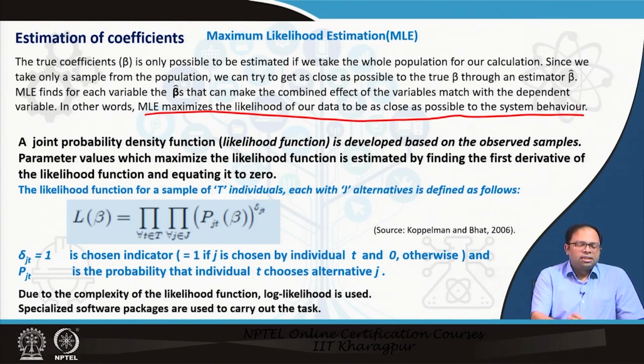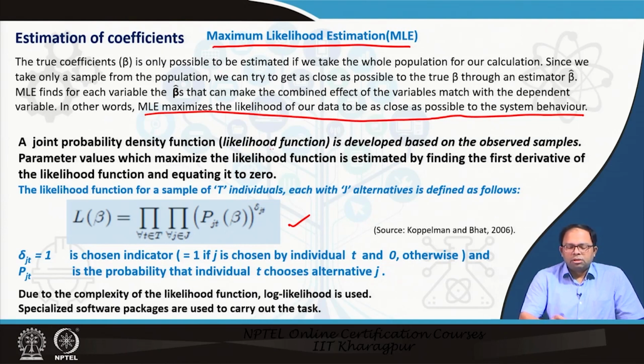We have already discussed that we estimate the coefficient using the maximum likelihood estimation method. We have already seen this formula in the discrete choice theory. It is basically a joint probability density function, also called the likelihood function, developed based on the observed samples. Based on the actual values chosen by the individual, we develop this function, and the parameter values that maximize it are estimated by finding the first derivative of the likelihood function and equating it to 0.